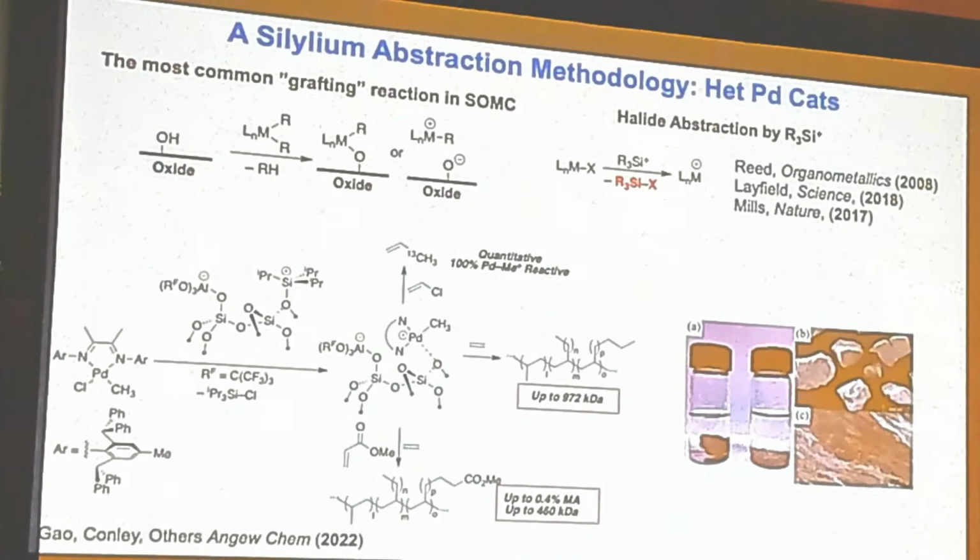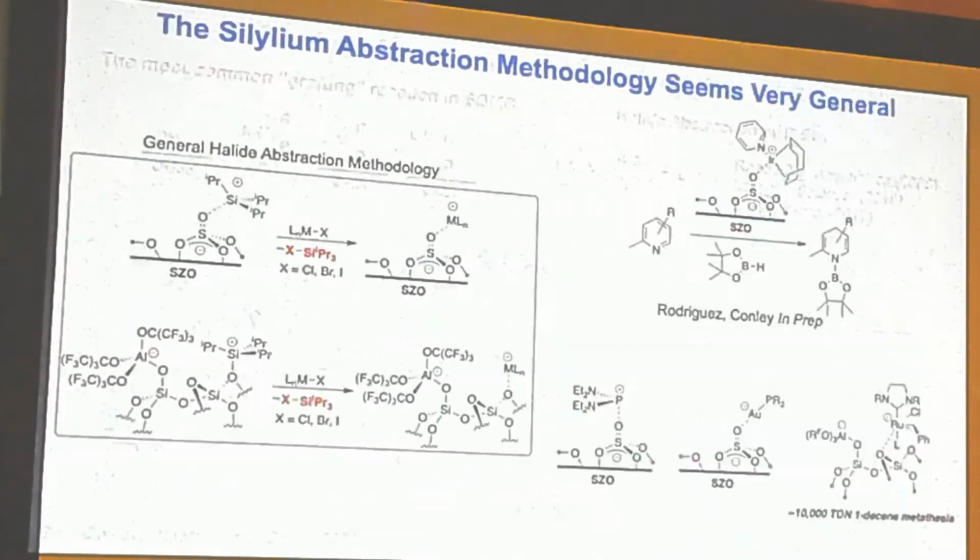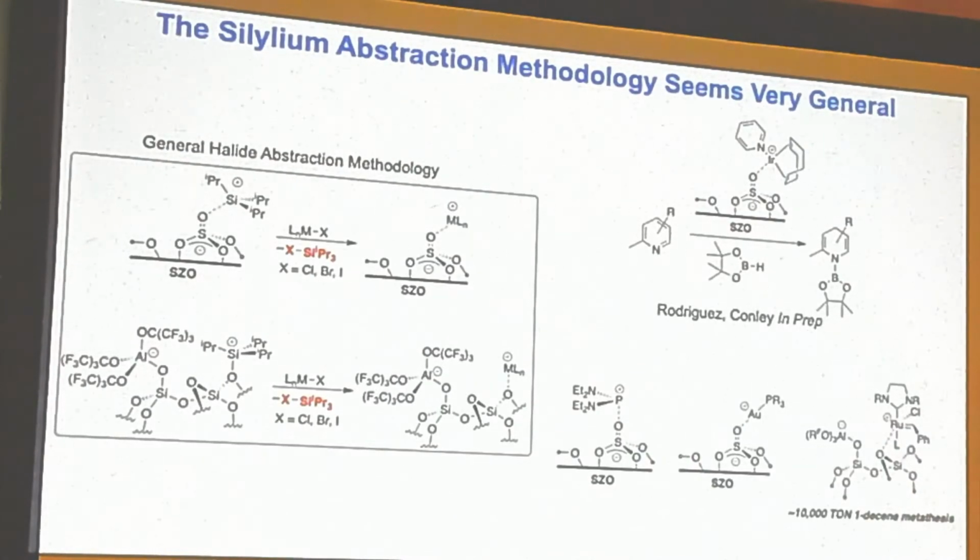So Paul showed us that palladium is the most expensive transition metal on the periodic table, so we took the most expensive metal on the periodic table and made carbon films. So this is emerging to be a very robust methodology to make well-defined sites on surfaces. So we have silurium capped sulfated zirconia and silurium capped, we refer to this as ASO for aluminum silicon oxide. We have not met a metal halide we cannot abstract with this methodology.